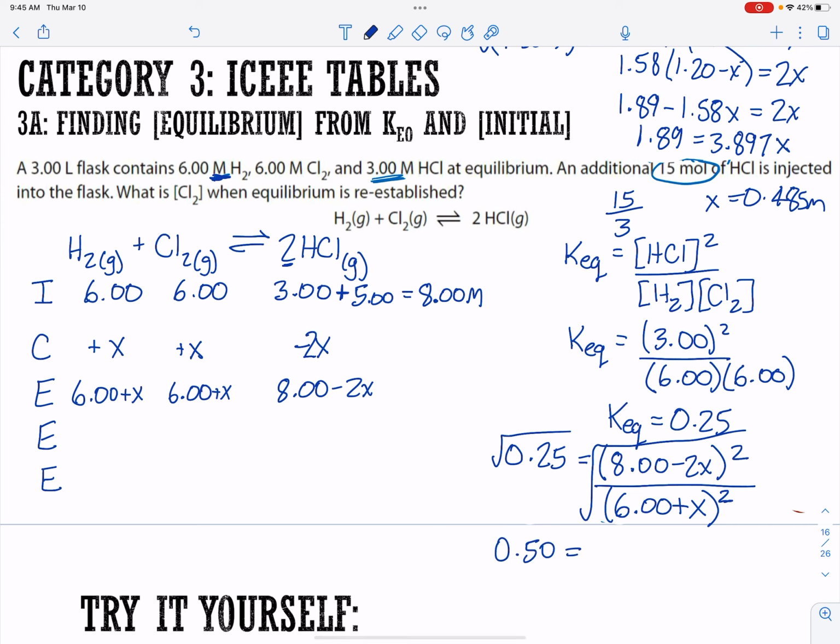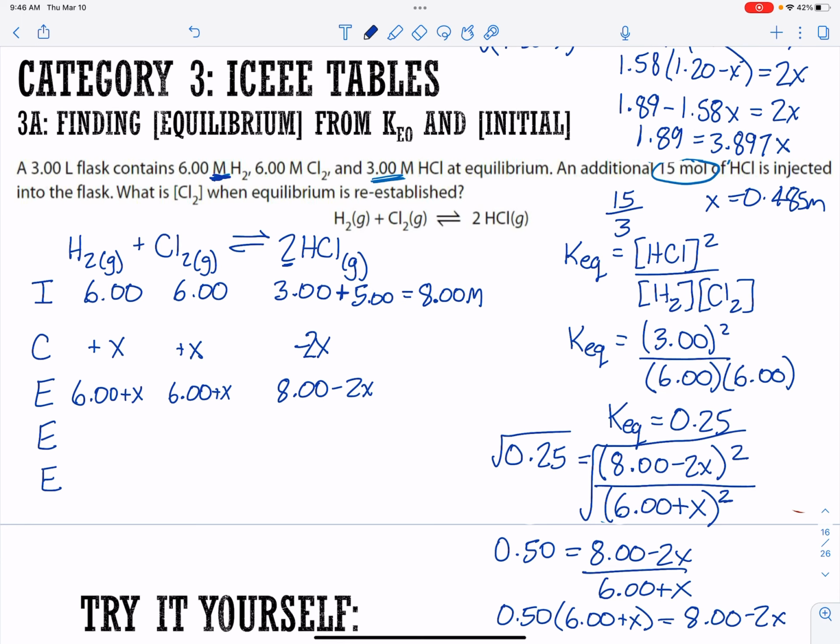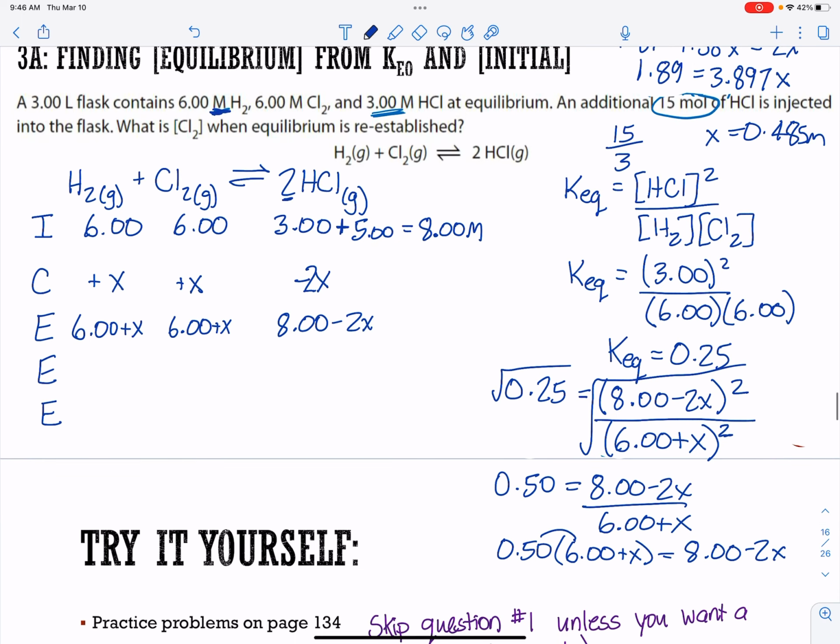So I get one half is equal to (8.00 minus 2x) over (6.00 plus x). Okay, so we're going to attempt to solve this the same way as we did the last one. I'm going to multiply both sides by the denominator, 6.00 plus x. I'll distribute that 0.5.